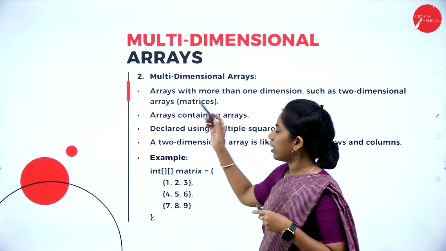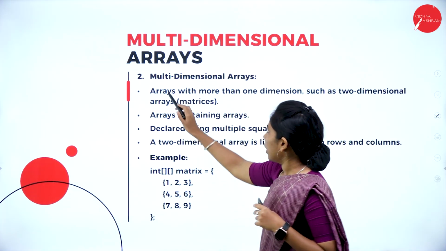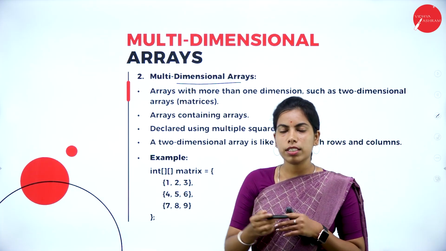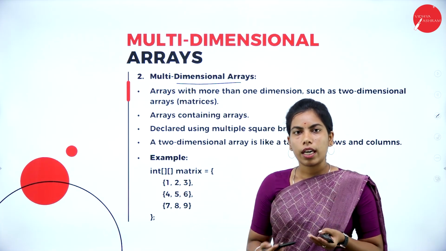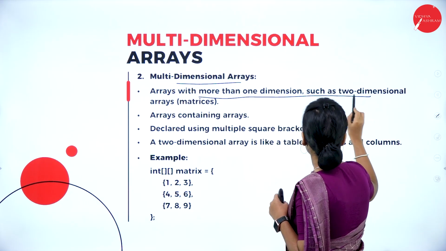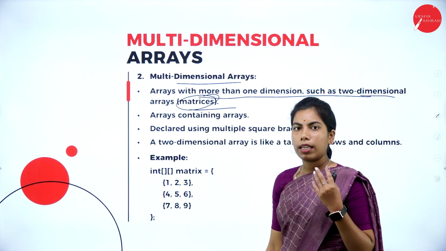So here you can see multi-dimensional. It is also called two-dimensional and also jagged array. So mainly multi-dimensional is for when we have to print the elements within rows and columns. In that case you can use a 2D array and also multi-dimensional array. So an array with more than one dimension, such as a two-dimensional array.